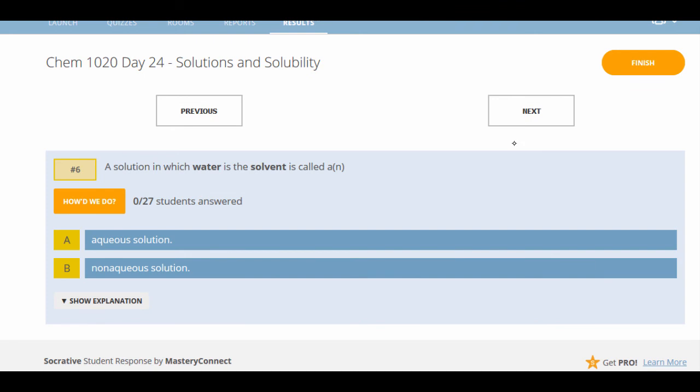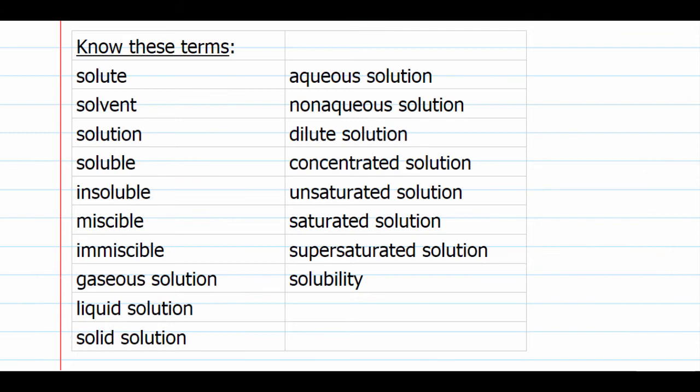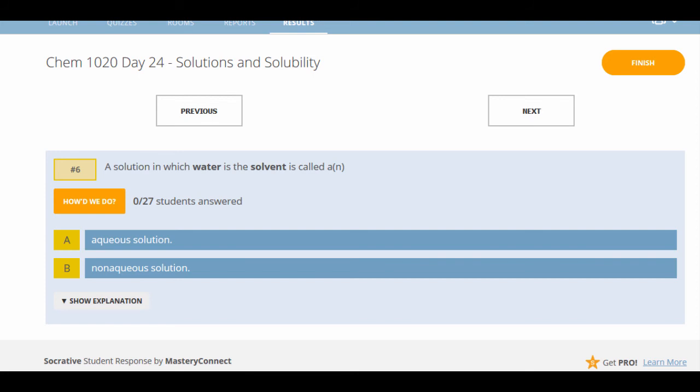All right, next up, we have the terms aqueous and non-aqueous solution. So if we have a solution in which water is the solvent, what do we call this? We'll count down. 5, 4, 3, 2, 1. That is an aqueous solution.